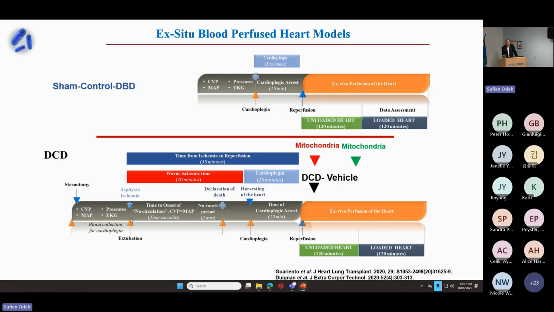We started the warm ischemic time when mean arterial pressure and central venous pressure were equivalent. So that was the start. And then 20 minutes warm ischemia. At the end, we did 10 minutes cardioprotective. And then we machine perfused both hearts. Machine perfusion was 2 hours of unloaded heart, and then 2 hours of loaded heart. And this was always blood perfused in both of them.